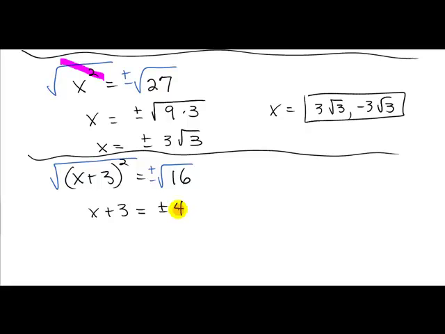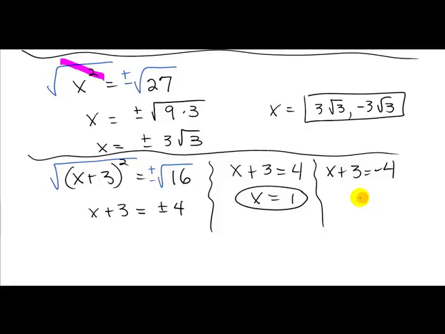Now, because we have something else to do, we're not finished, we are going to separate these out so that we have x plus 3 equals a positive 4, and then x plus 3 equals a negative 4. So x would equal 1 and x would equal negative 7.